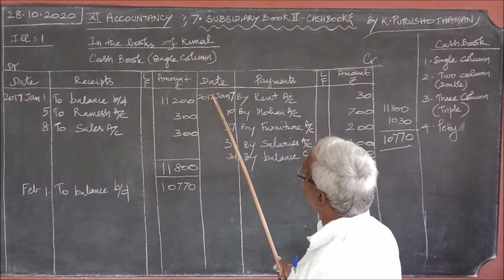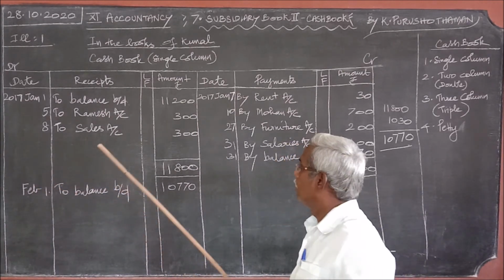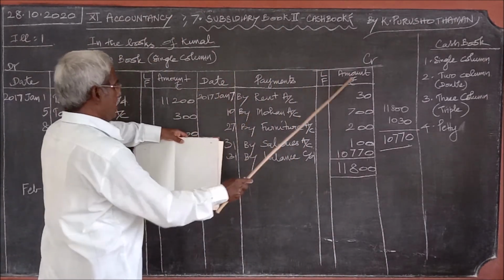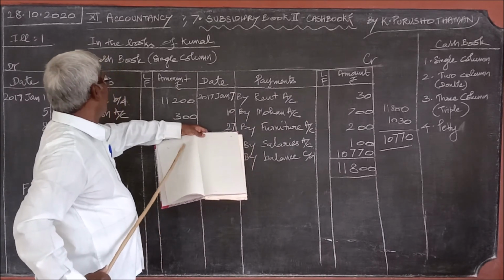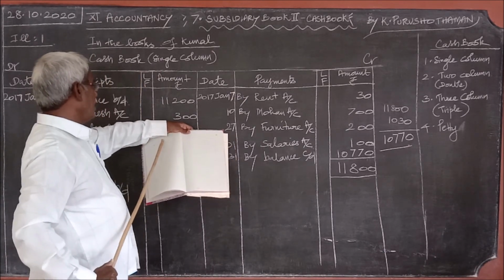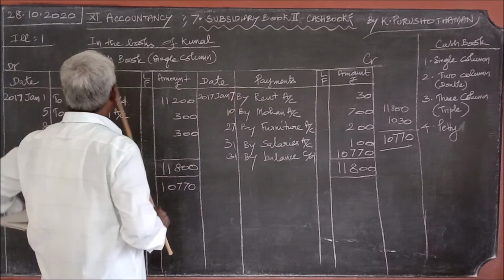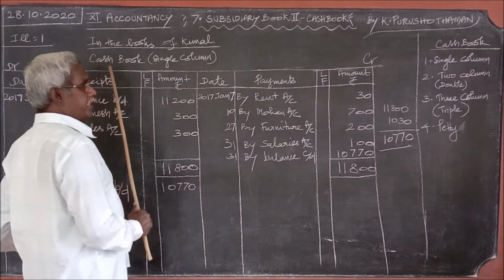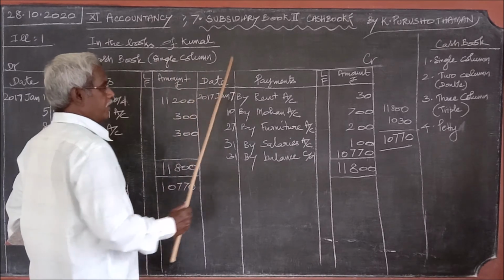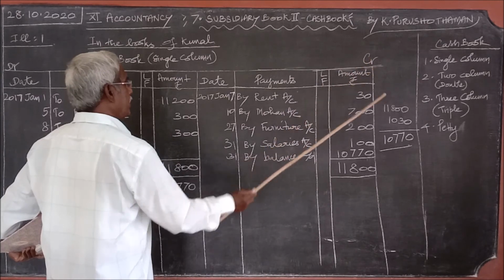Okay, so this is the format. We should use both sides of the notebook, I said. On both sides, this side four columns for debit, and this side four columns for credit. You should write the name, in the books of Kunal, then cash book, and in brackets, single column. Then use the format: date, receipts, ledger folio, amount in rupees for the debit side. For the credit side: date, payments, ledger folio and amount.